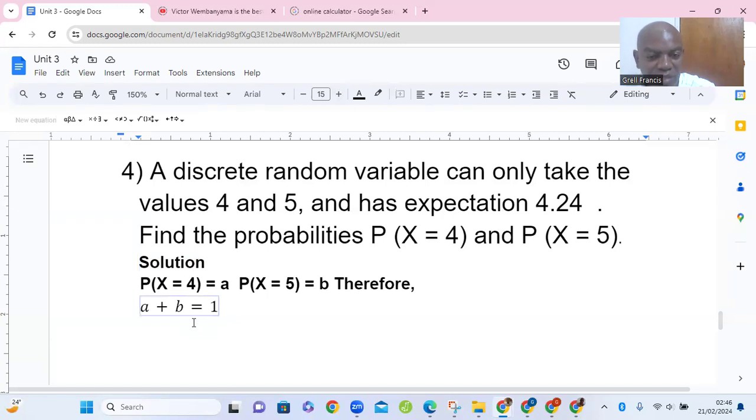Now, what we need to do now is to form an equation with the expectation. We know the expectation of a probability distribution is the product sum of the values and the corresponding probabilities. The values must be 4 and 5 because we are finding P of x equal 4 and 5, and it can only take two values, 4 and 5.